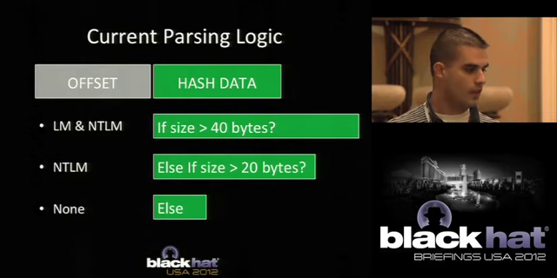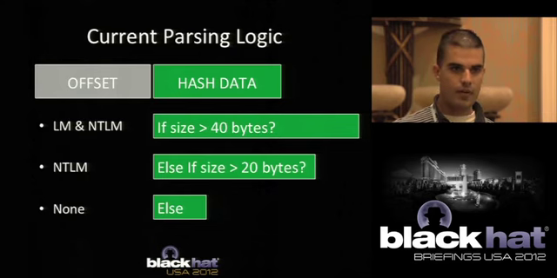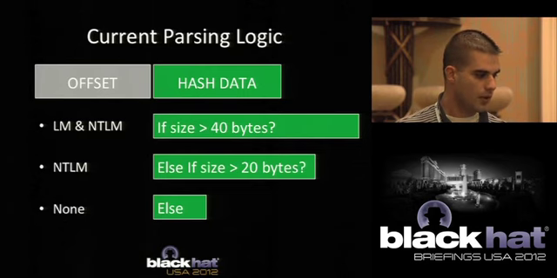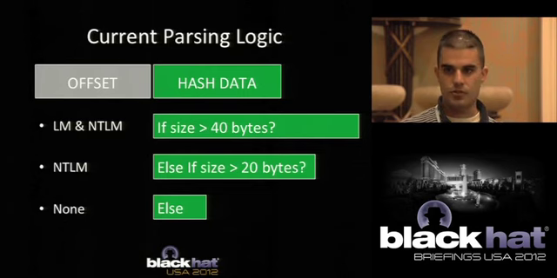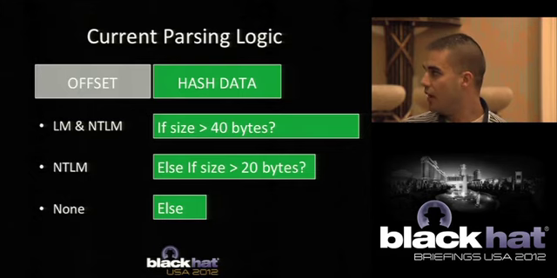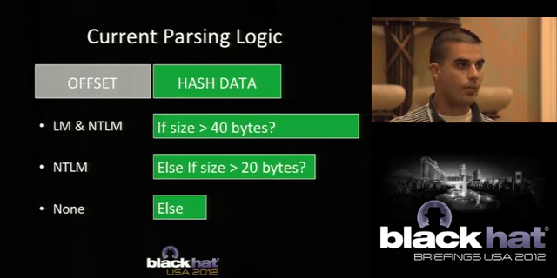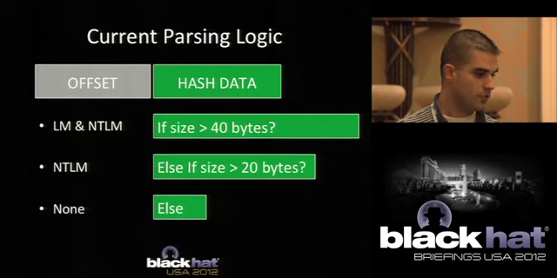I'm just going to measure the length. And if it's over 40 bytes, then I am going to say I have an LM and an NTLM. If it's over only 20, I'm going to do NTLM. So the main takeaway here is, hey, we have an issue, because we're just making a guess on how to parse this based on the size of this, which leads us into the flaw.